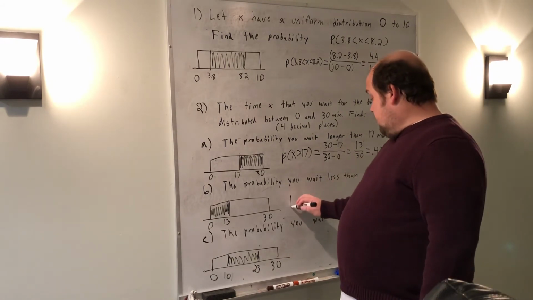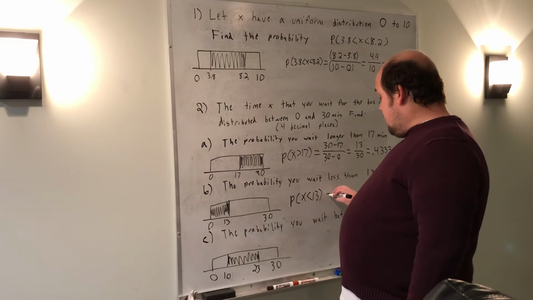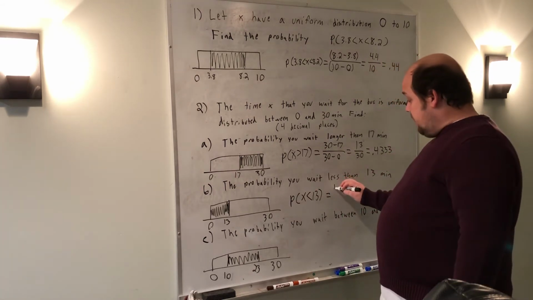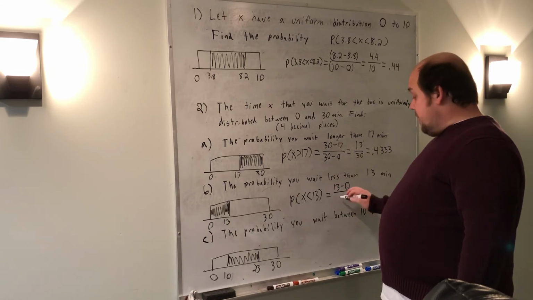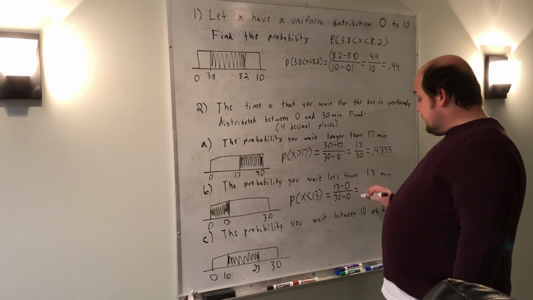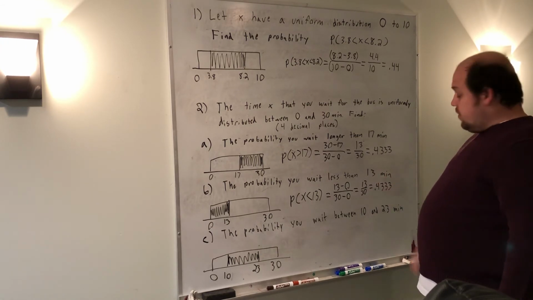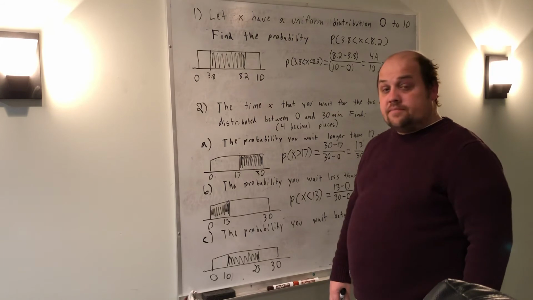Here again, when I go to set up my probability, in this case x is less than 13, on top I'm going to put the end of my shaded area, 13, minus the start of my shaded area, 0. On bottom, I'm going to put the end of the whole box, 30, minus the start of the whole box, 0. That also gives me 13 out of 30, which is the fraction I got last time. So it's still going to be 0.4333 when rounded to 4 decimal places.